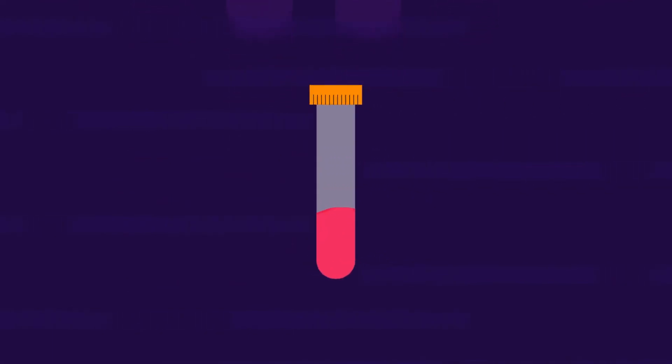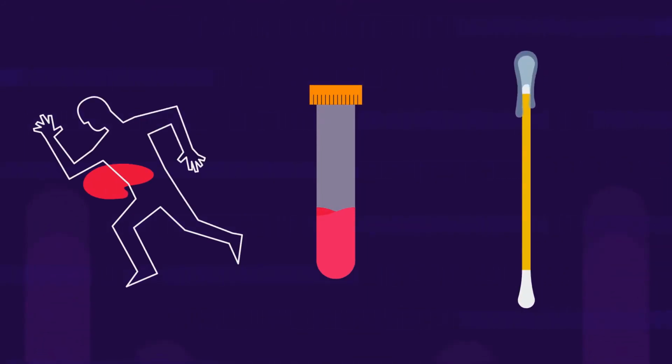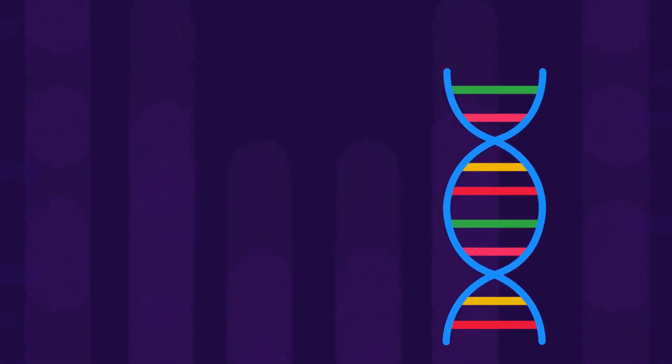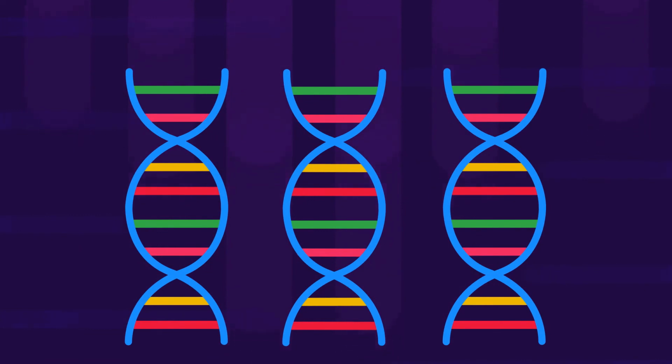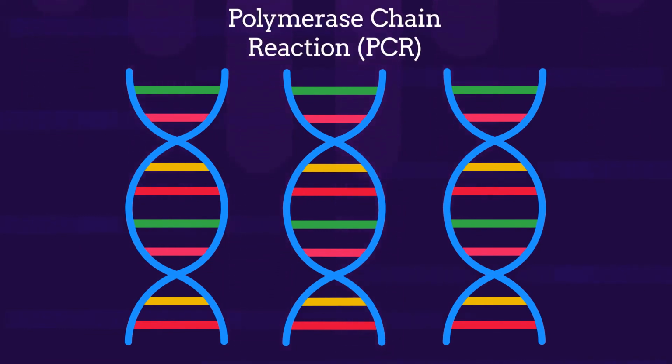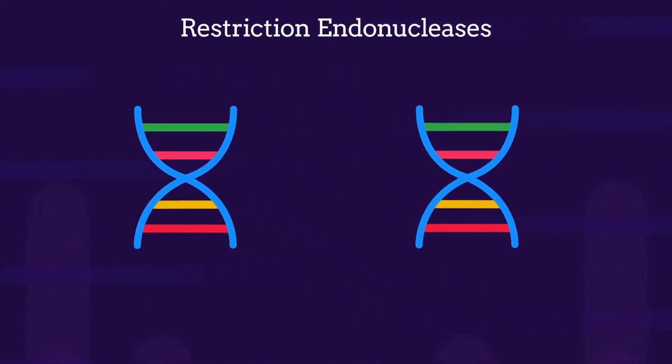A cell sample is collected. This could be from some blood at a crime scene, or a swab from the inside of someone's cheek, for example. The DNA is then extracted from the sample. Many copies of this DNA may be made using the polymerase chain reaction, or PCR. Special enzymes called restriction endonucleases are used to cut the DNA up into different size pieces.